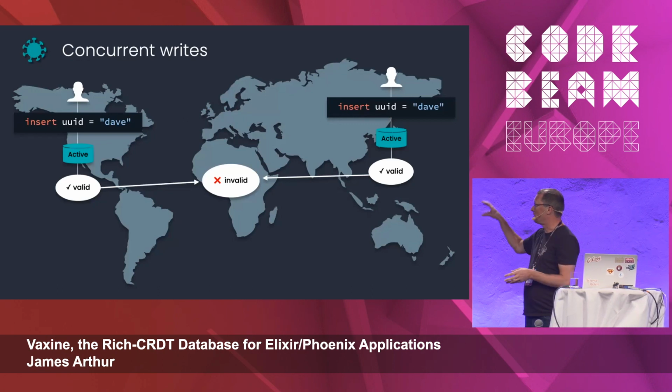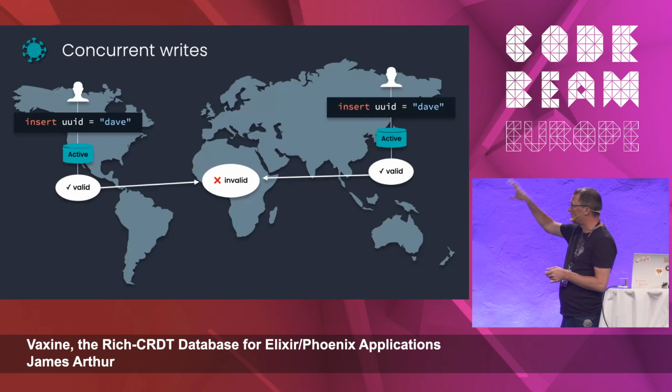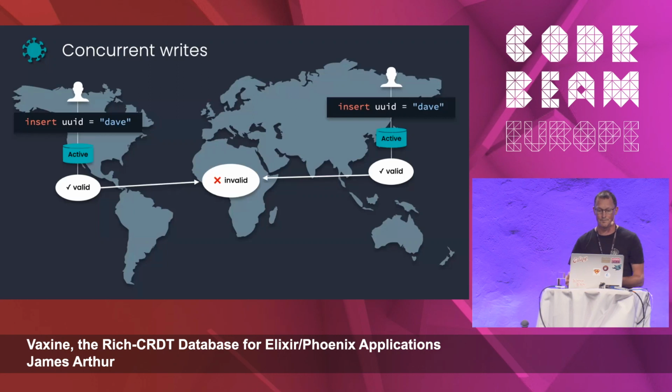But if at the same time a user in Japan also wants to set their username to Dave, that transaction is also valid, and you only get the data integrity violation when they're asynchronously replicated and you try and merge them in. And at that point, if you wanted to have, say, globally unique usernames, you just can't have it. An AP system can't provide that.